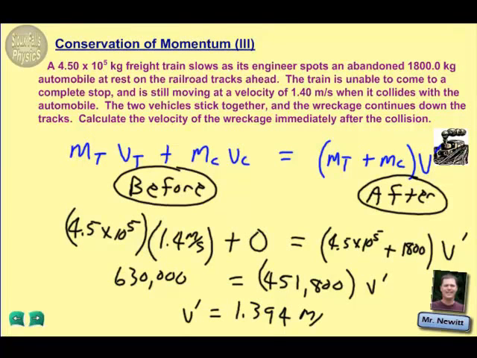1.394 meters per second. Now what you notice here is this. Remember, the train was moving at 1.4 meters per second to start out with. Even after this collision, the train barely slows down at all. So hopefully this is enough to convince you you do not want to be in a car when the train is coming.